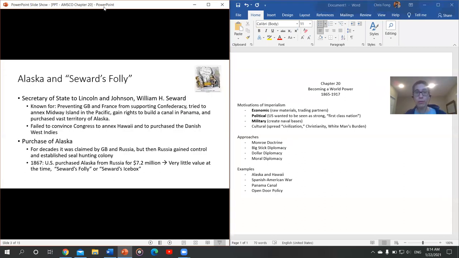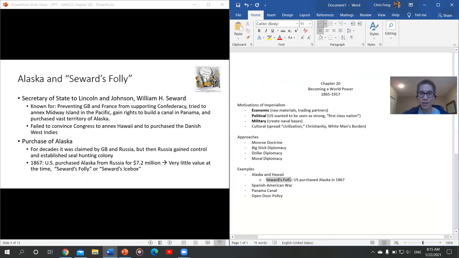Okay. Again, we're going to jump around on these notes a little bit, looking at some examples. I'm going to first start with the two examples of imperialism that became U.S. states, Alaska and Hawaii. Alaska was purchased in 1867 by Seward, that was the Secretary of State during Lincoln and Johnson, was purchased from Russia. Alaska had gone back and forth in terms of who controlled it. But eventually in 1867, with something called Seward's Folly, the U.S. purchased Alaska in 1867 for $7.2 million.